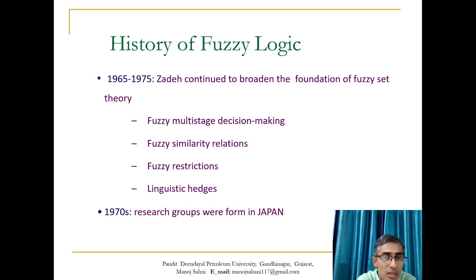The applications he showed were in decision making, and the developments related to it were fuzzy similarity relations, restrictions, and linguistic hedges. By seeing the popularity of fuzzy set theory, a lot of researchers started accepting it, and a research group was formed in 1970 in Japan.